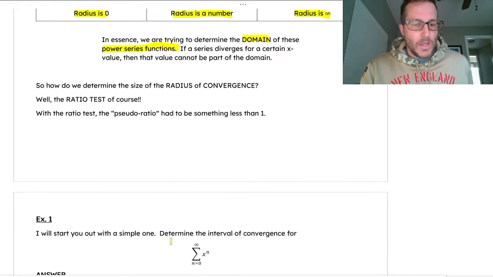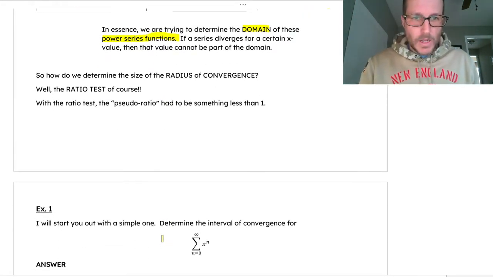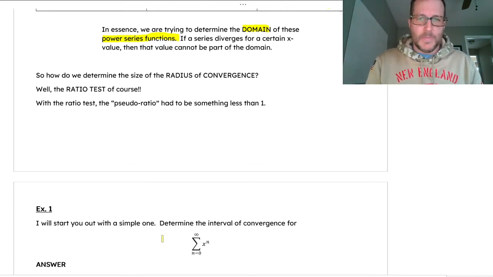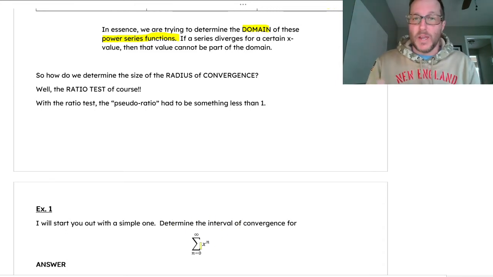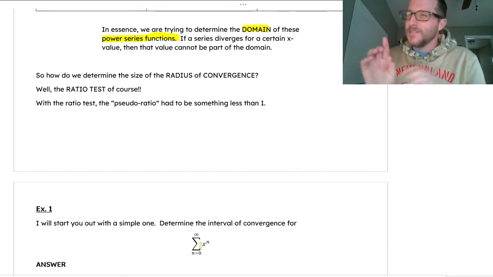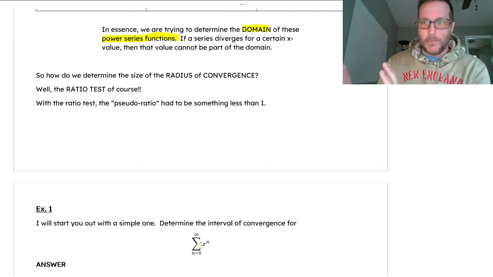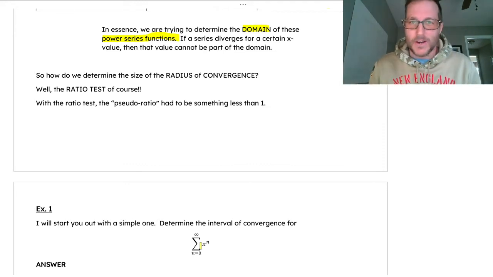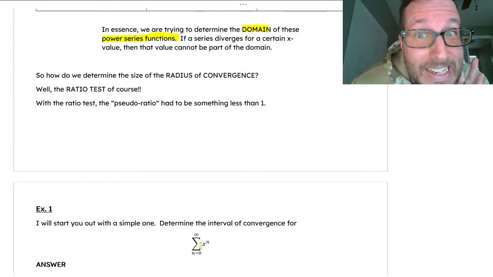Okay. So, I'm going to give you an easy one here, and I'll show you how we use the ratio test in a second while we work on this one. So, determine the interval of convergence for the series from 0 to infinity of x to the n. Now, hold on. Before you jump to the next example, just get yourself a simple one here. You might already know what's going on here. It's just a geometric series, right?